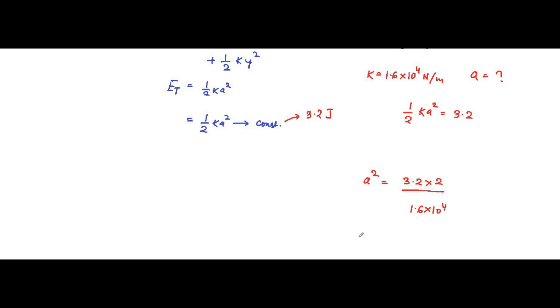That implies A is equal to the square root of 3.2 × 2 by 1.6 × 10^4. Here 3.2 divided by 1.6 is 2, and 2 × 2 is 4, so 4 × 10^-4 under the root. It will be coming around 0.02 meters. That is the amplitude of oscillation of the SHM motion.